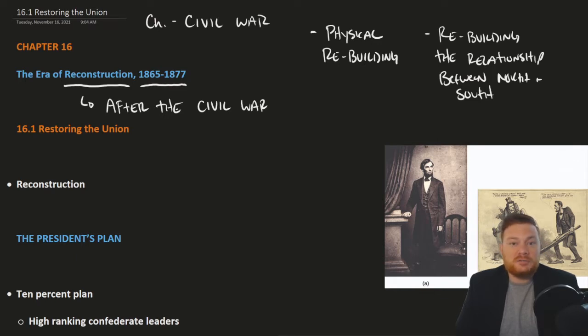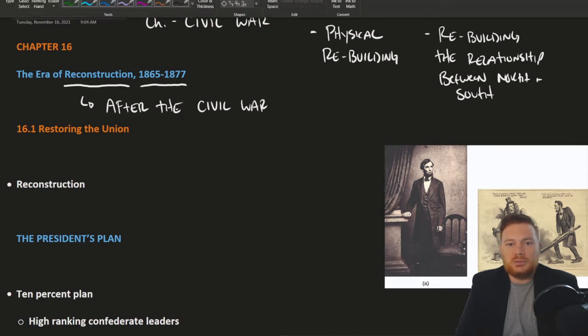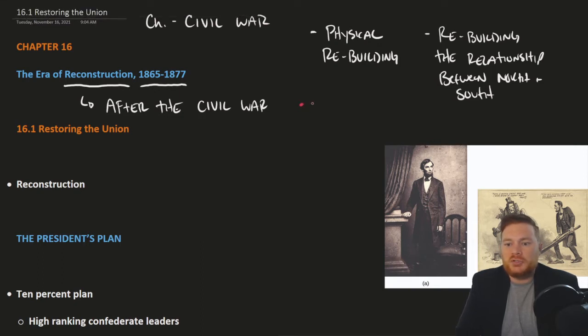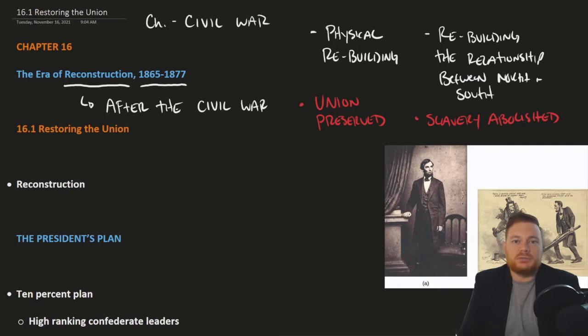The era of Reconstruction is very important and very consequential. The Civil War itself more or less guaranteed two things. Maybe we'll just take note of what those two things were. First was that the Union, or the country, would be preserved. That means the United States would not break apart. That was certainly a factor in the war. And another thing that was guaranteed was that slavery was abolished. Those two things were very clear outcomes of the Civil War.